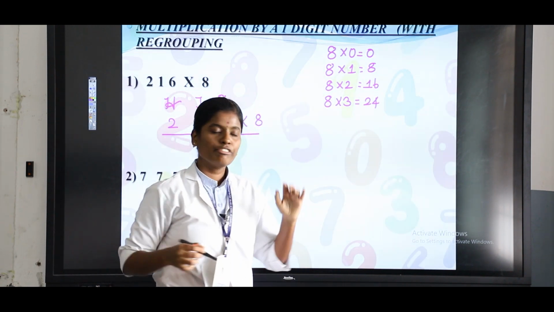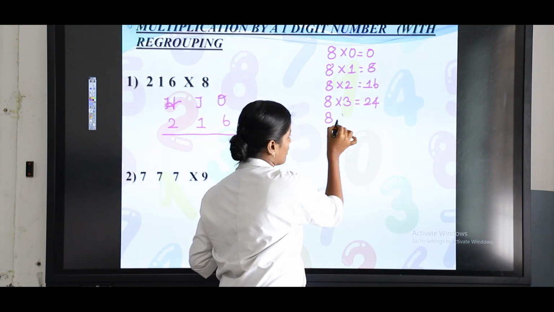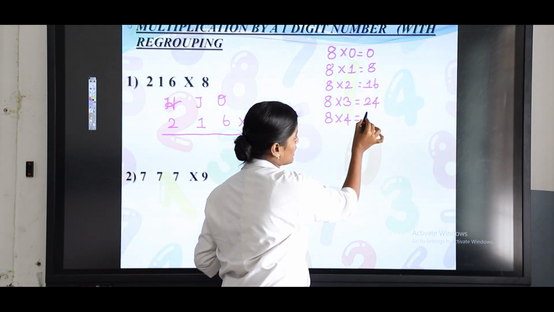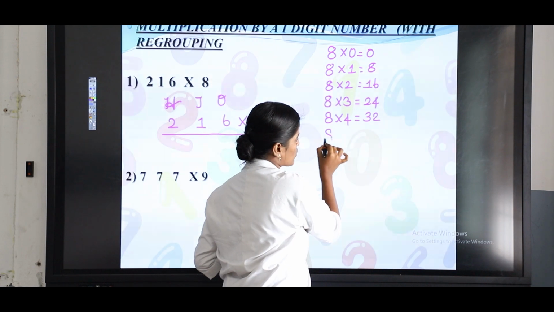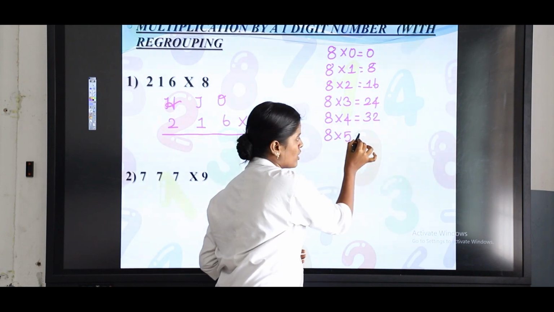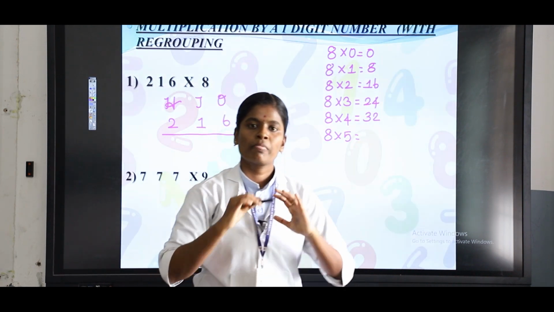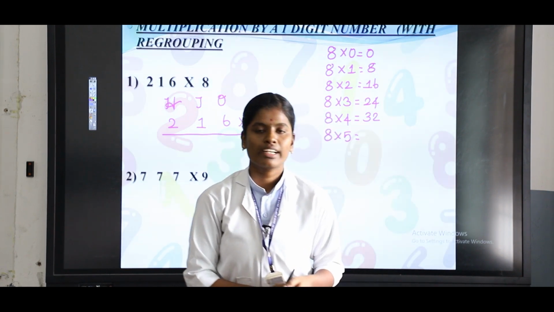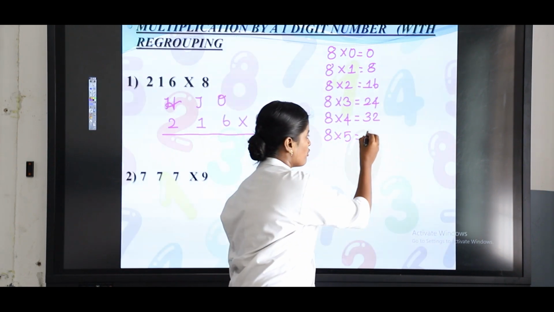Next you will take 8 fours are 32. The next one is 8 fives are. So what is the answer? 8 fives are, 8 times 5 or 5 times 8. So the answer is 40.